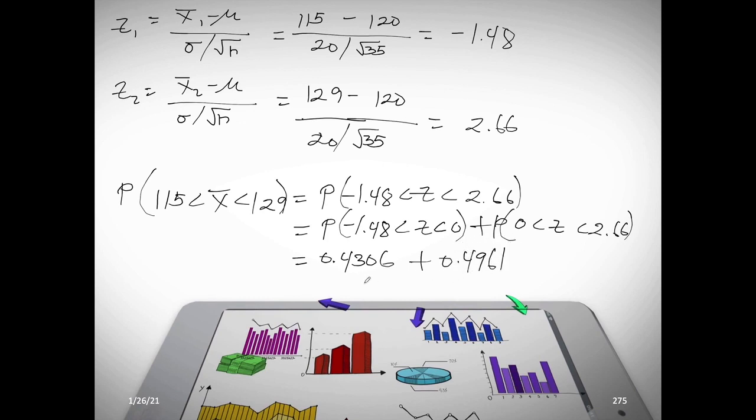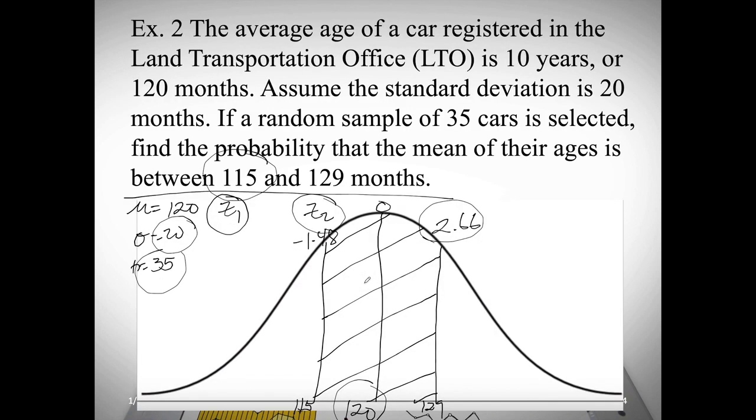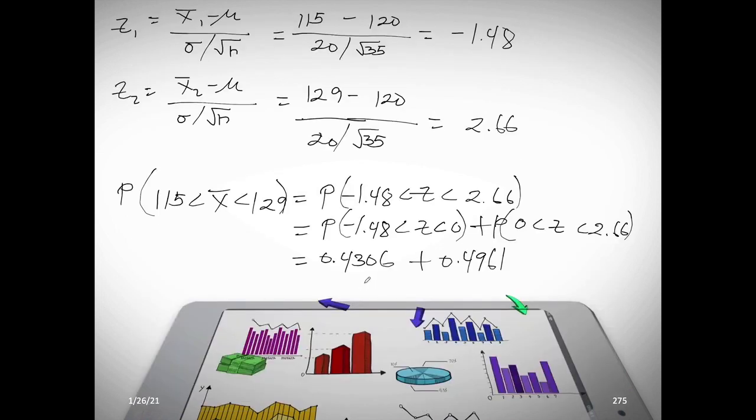4961. So, no problem. We don't need to get the difference of this number from 0.5, kasi nga ang pinanggalingan naman nila is parehong 0, and ang kinukuha naman natin is yung difference nila. Yung area nila, between 115 to 129, wherein yung 120 or equivalent din sa 0 is nasa gitna nila. So, no need to minus sa 0.5. I-add na lang natin. So, let's add these two numbers.